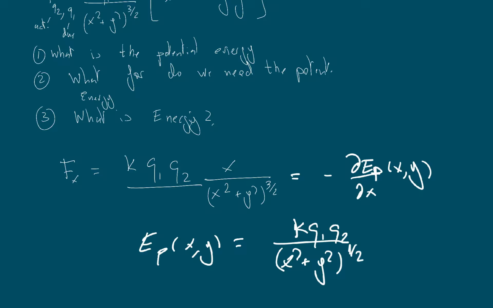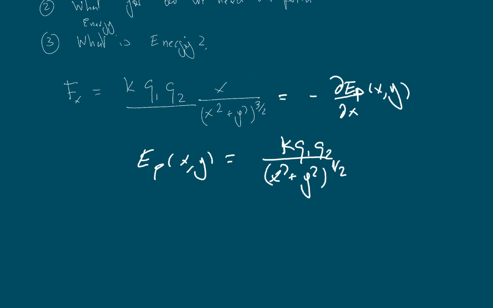Why? Because if I take the partial derivative of E with respect to x, I will obtain this expression. You see, the 1/2 becomes minus 1/2 in the numerator, minus 1/2 x squared, so the x will appear. Minus 1/2 minus 1 is minus 3/2, so this is the correct expression. If I do it with f sub y, I will obtain the same potential function.